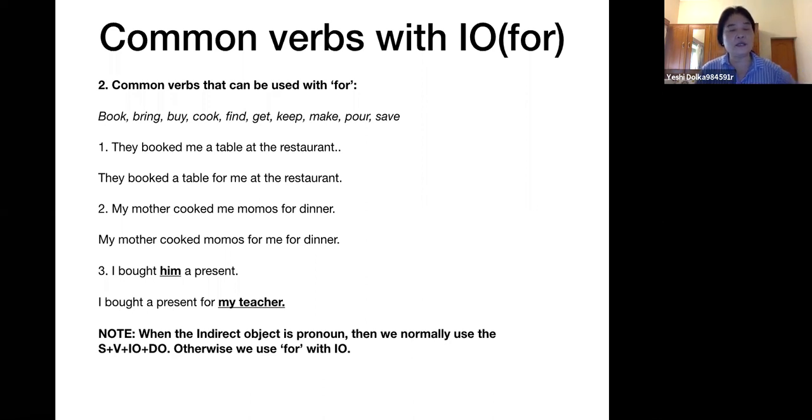Okay, so when the indirect object is a pronoun, then we normally use this pattern. All right, if it is a pronoun, me, him, subject plus verb plus indirect object plus direct object. Otherwise, we have to use for with the indirect object. My teachers, this is a common noun. So instead of writing this subject plus verb plus indirect object plus direct object, it's best to use it with for there, depending upon the indirect object.